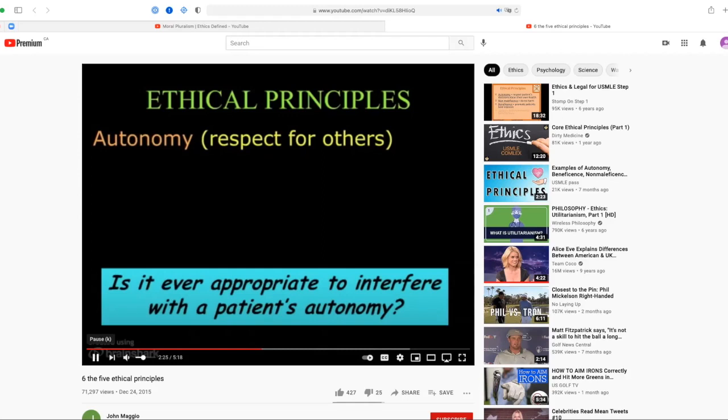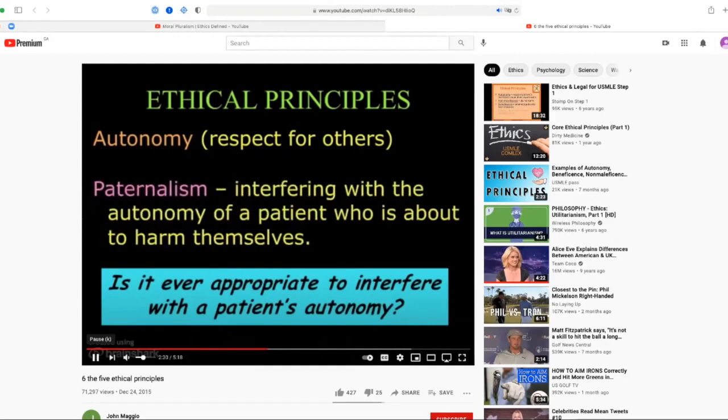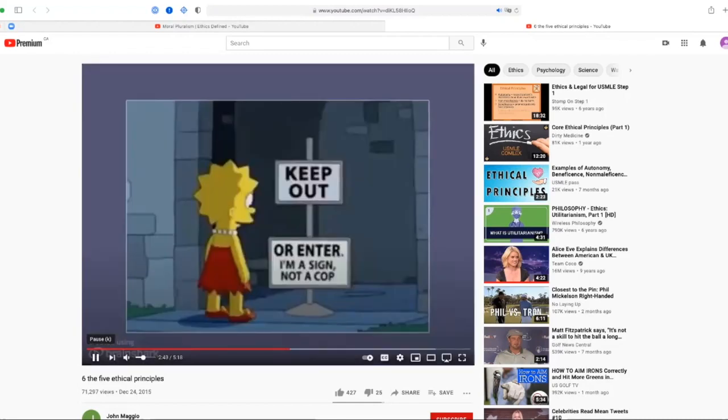Answering yes to the question, is it ever appropriate to interfere with a patient's autonomy, is called paternalism. Interfering with the autonomy of a patient who is about to harm themselves, like the woman in the previous scenario. Whether or not paternalism is acceptable is debated among experts in ethics. Should we refuse to let patients make bad healthcare decisions, or do we let them make those bad healthcare decisions? That is a huge question, and we will start talking about it this week.